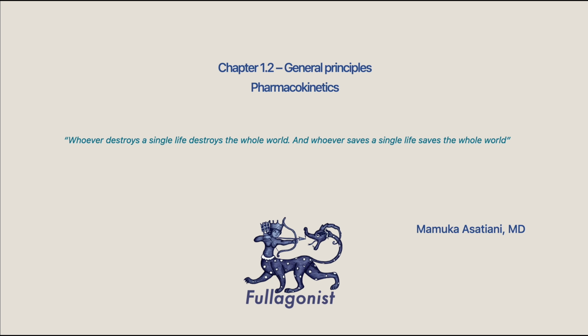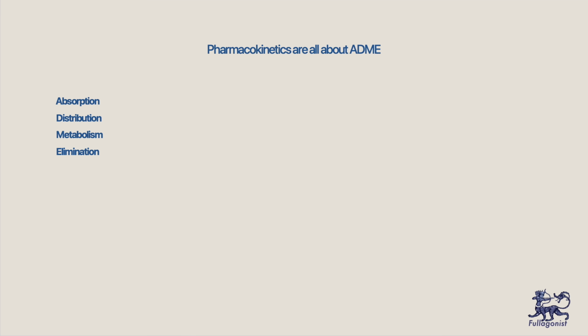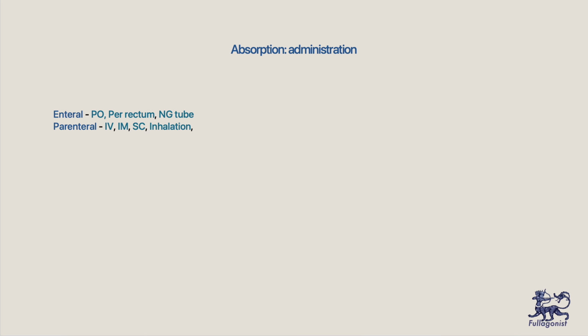Pharmacokinetics studies what the body does to the drug when it can absorb, distribute, metabolize, and eliminate the drug. Pharmacokinetics is all about absorption, distribution, metabolism, and elimination of the drug. Drugs can be administered by enteral and parenteral routes. The enteral route involves the digestive system. Examples are PO, rectal, and giving the drug by the nasogastric tube.